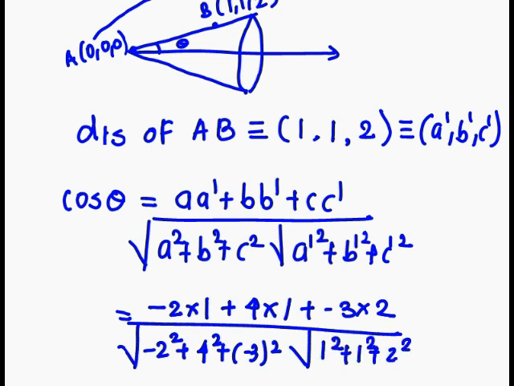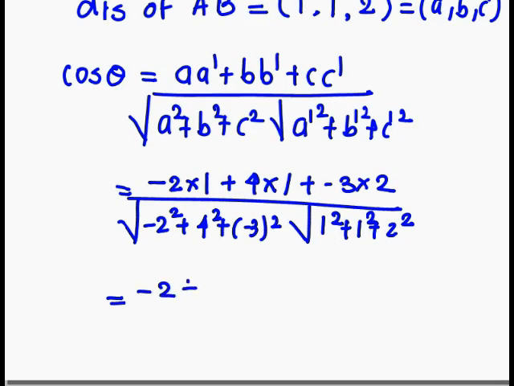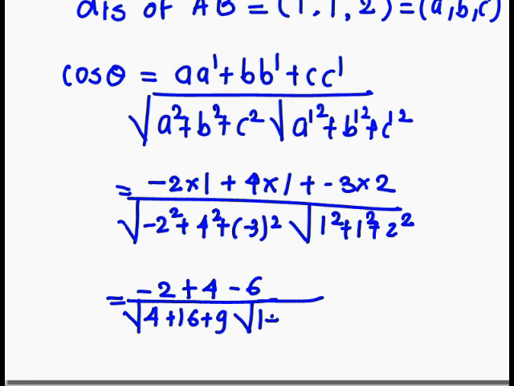So just by simplifying we get minus 2 plus 4 minus 6 upon square root of 4 plus 16 plus 9, square root of 1 plus 1 plus 4. So by simplifying this we get minus 4 upon square root of 29 into square root of 6. So this is nothing but the value of cos theta.